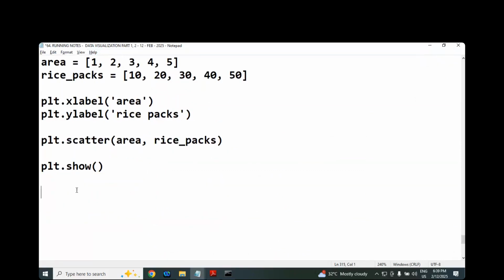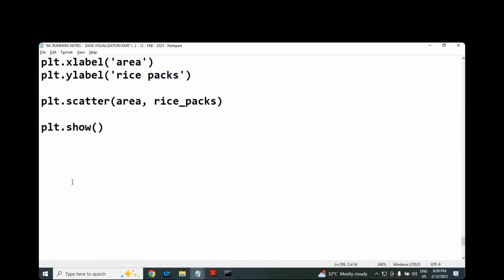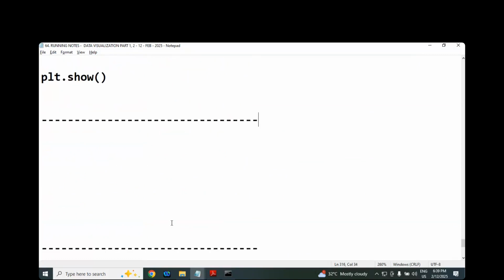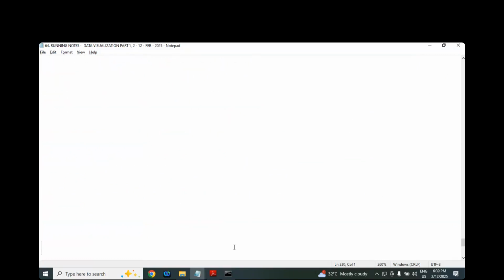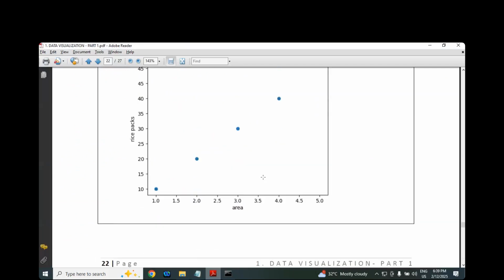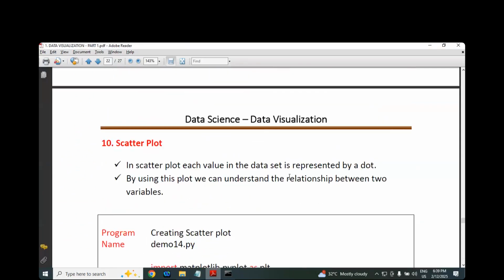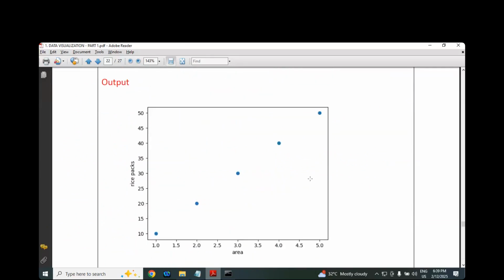Yeah, we have successfully created a scatter plot. One point you need to remember, sir. Scatter plot means finding the relationship between two variables. Between two variables, that's it. Move to the next one.